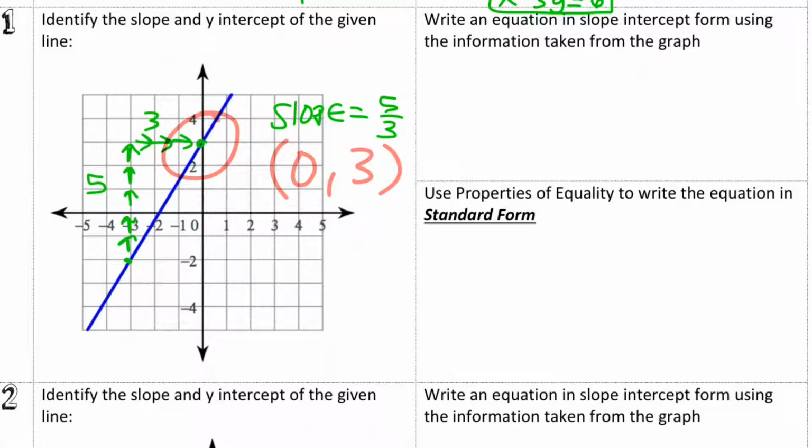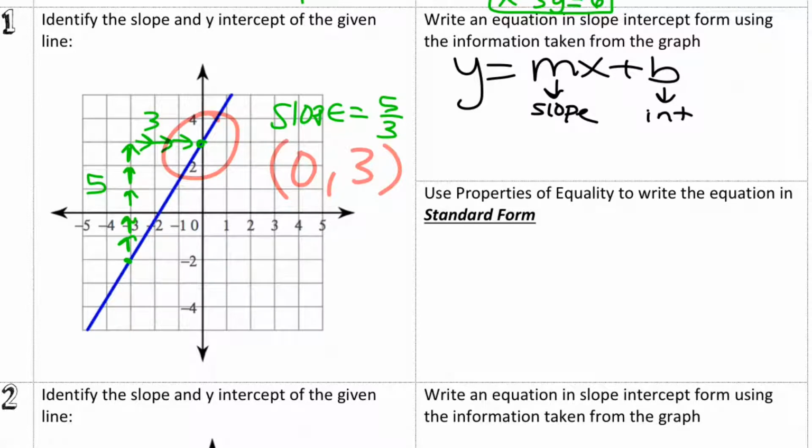So we know our equation in slope-intercept form should be y = mx + b, just like that. And m is the slope, and b is the intercept. So I'm just going to replace these in. So y equals, our slope was 5 over 3, so I'm going to put 5/3 x, and our intercept was 3. We're all done.